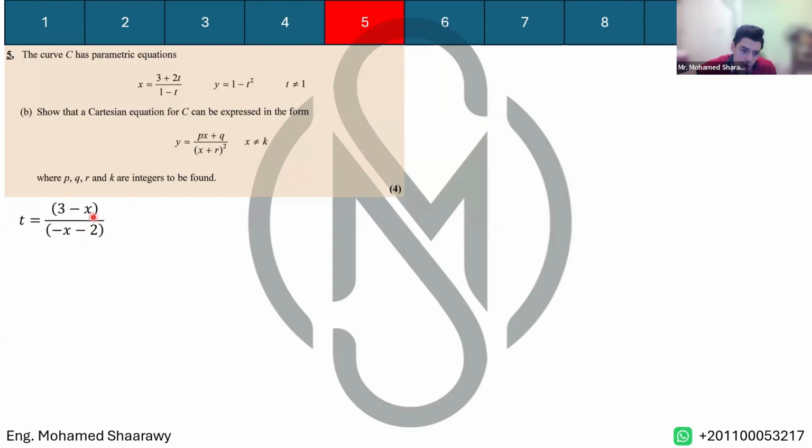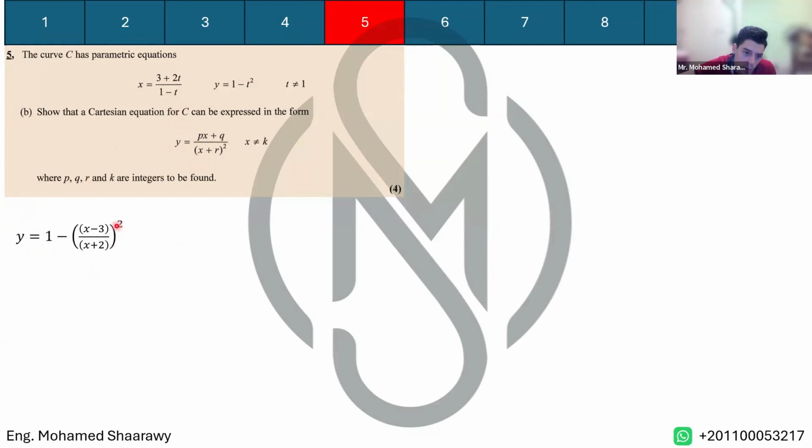And now, in order to make this look better, I can take a common factor of -1 from here and -1 from here. Taking the common factor of -1 from here, this will look like x plus 2, and this will look like x minus 3. I can now cancel this negative with this one. It looks much better. Okay, now I can replace this t in the y in order to get the y as a subject. So it will be 1 minus t all squared, replace t with this value.